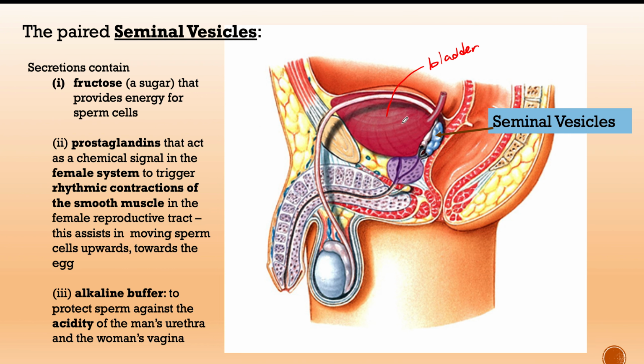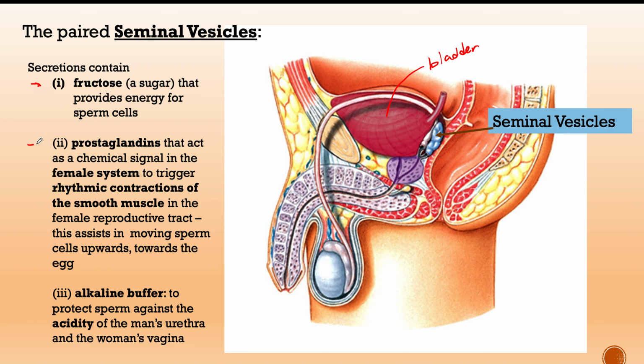So let's have a quick look at these secretions. Now these seminal vesicles provide fructose as a primary source of energy for the sperm cells. Those little guys are high activity and high mobility, and so specialized that they can't actually make much of their own energy themselves. And so they do need a sugar source for them to swim. So they have fructose from the seminal vesicles to provide that.